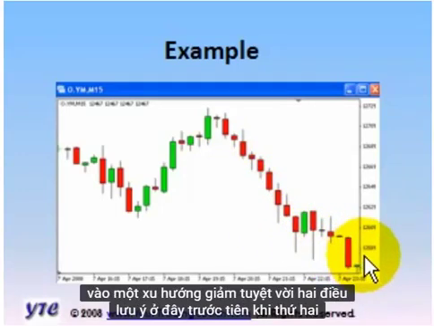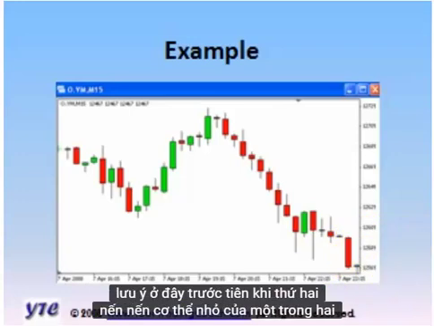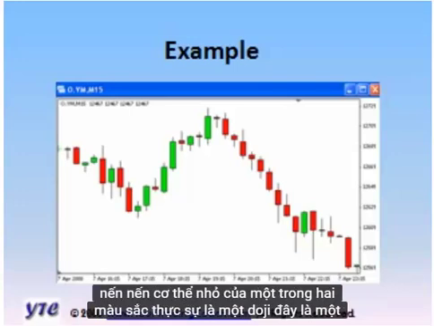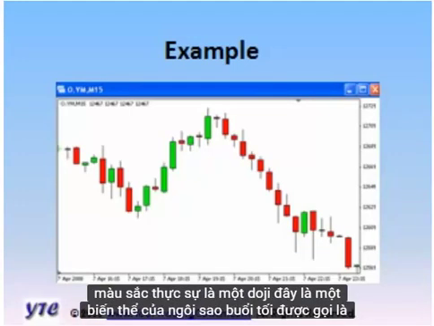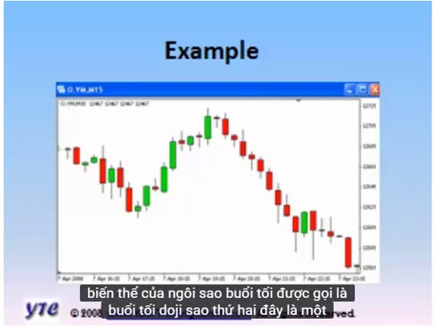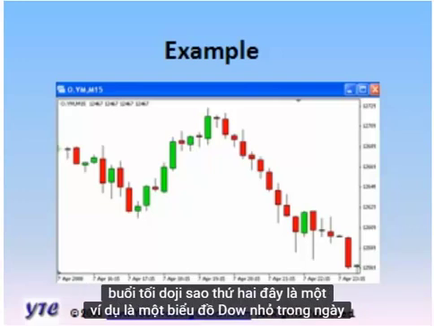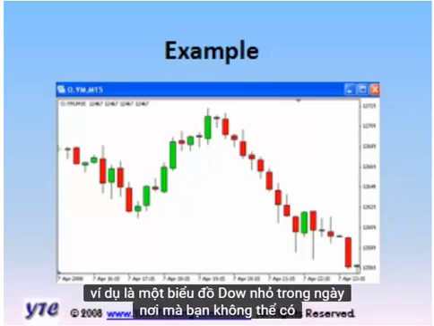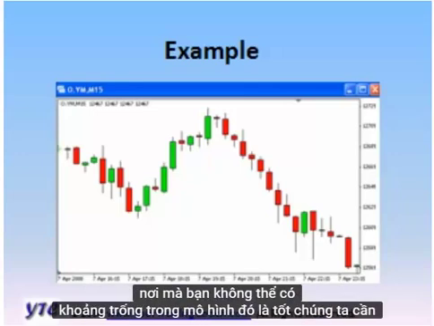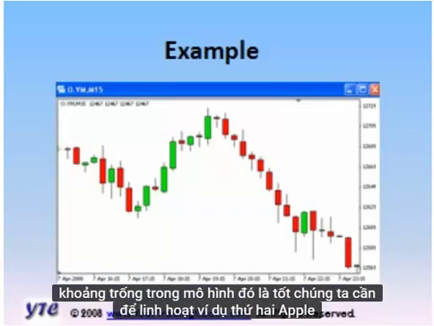Two things to note here. Firstly, when the second candle, the small body candle of either colour, is actually a doji, this is a variant of the evening star called the evening doji star. Secondly, this is an example being an intraday mini Dow chart where it's unlikely that you'll have gaps in the pattern. That's fine, we need to be flexible.